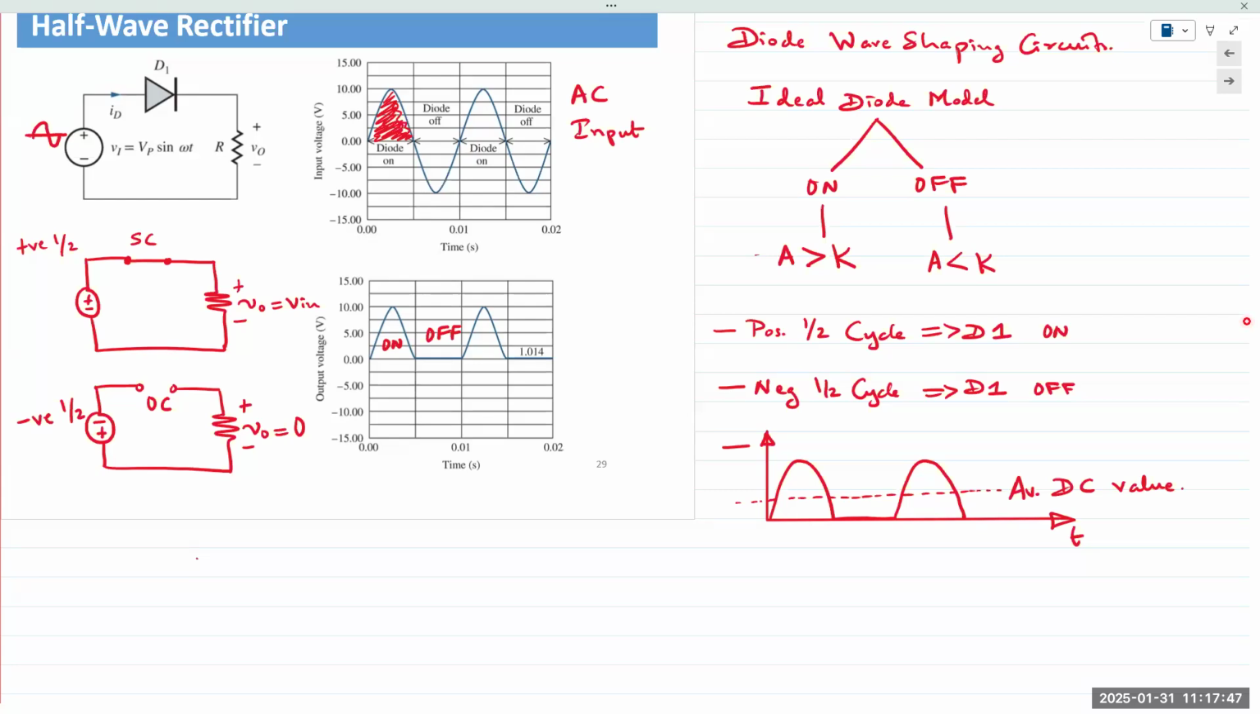But again, we have to keep in mind AC to DC conversion. Most of the application is for standard power outlets, which is 60 hertz in North America, 50 hertz in the rest of the world. So it's a very, very, very low frequency.